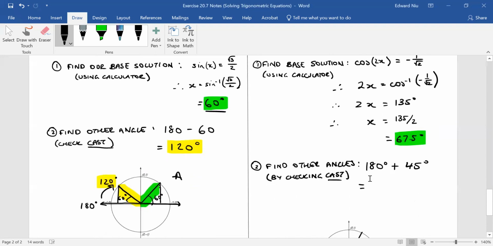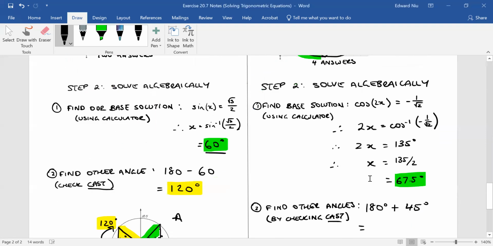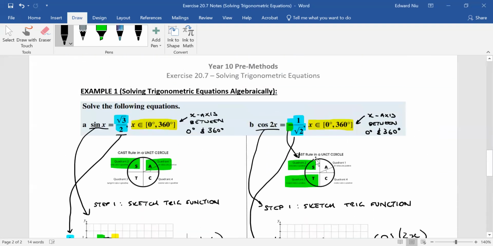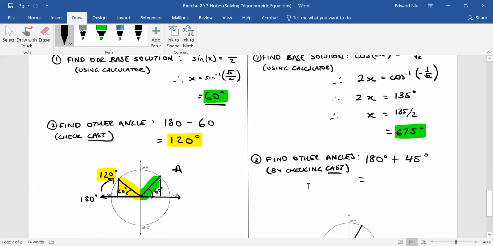How did we get the 180? Well, we knew that the first base answer was 135 degrees, which was in this quadrant 2. The next answer must be in quadrant 3 before we halve it. And so this part here is, let's see, 180 plus 45 is 225.